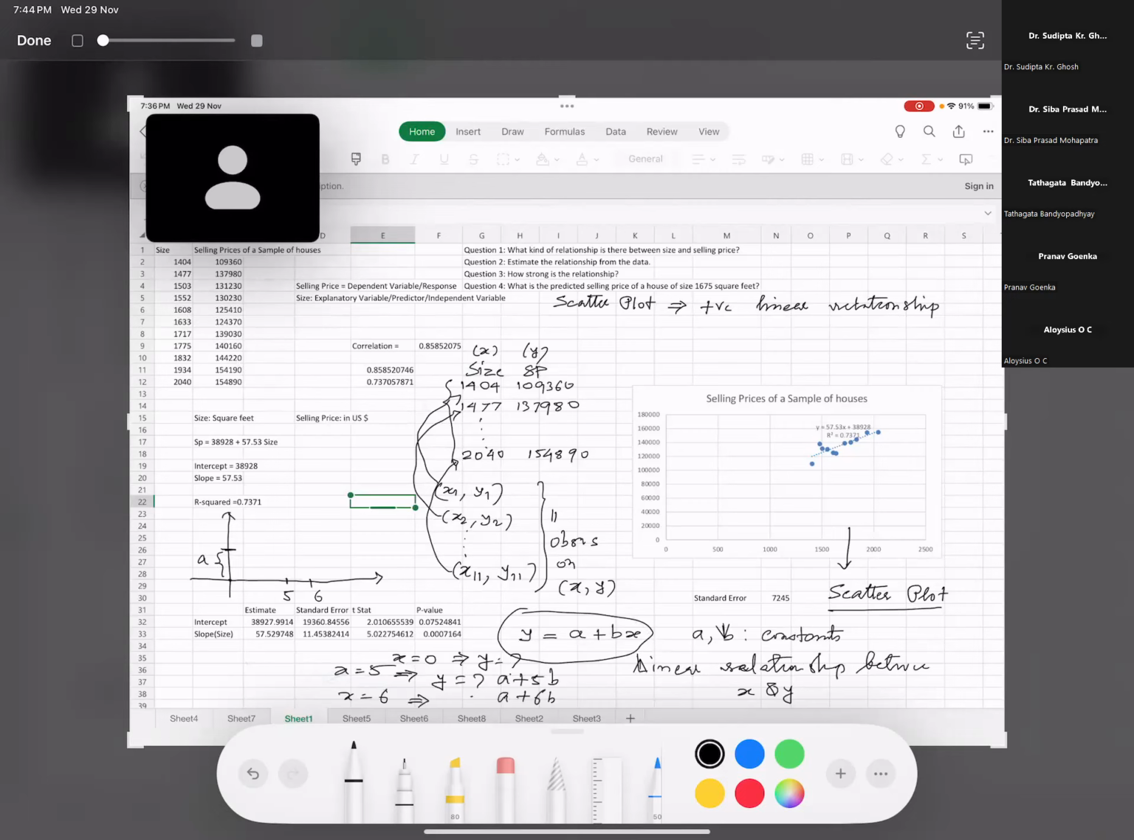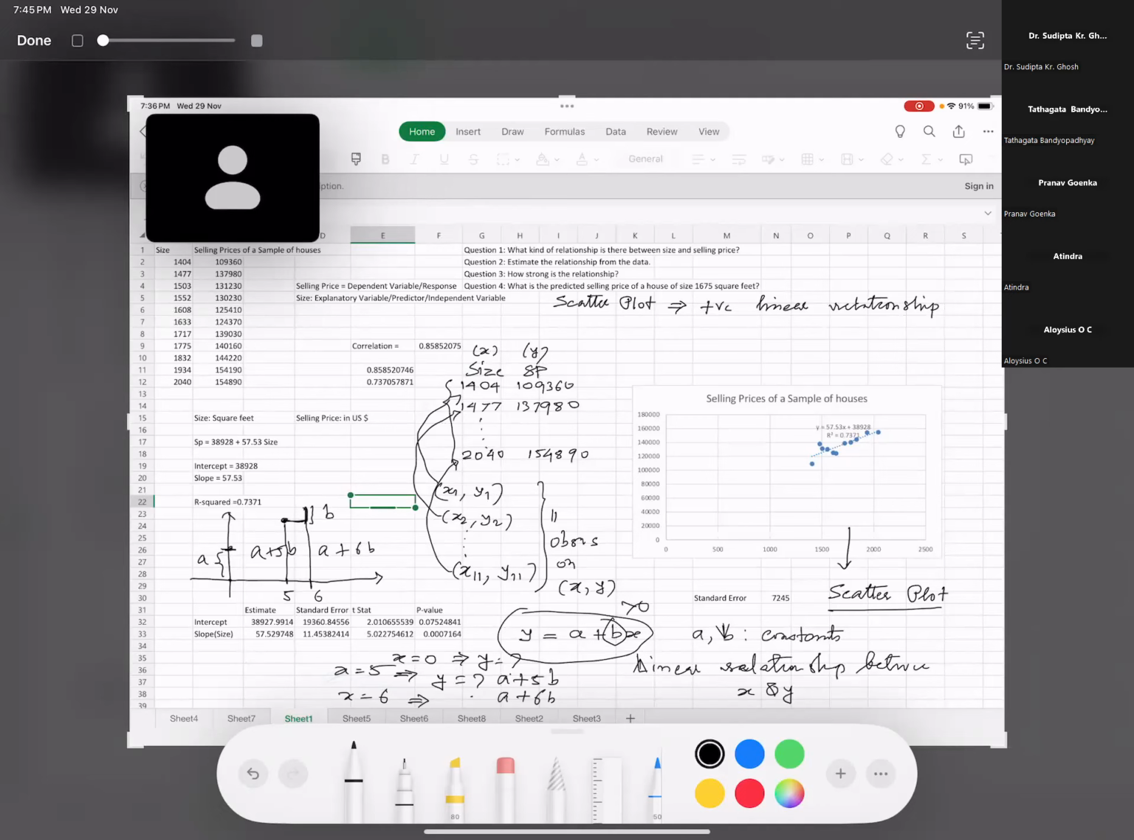Okay. And suppose b is positive. If b is positive, that means as you are increasing the value of x, y is increasing. So at x equal to 0, it was like that. Now at x equal to 5, suppose it has reached here, this vertical distance is a plus 5b. Now at 6, it has reached a plus 6b. So now if you think about this difference, what is this length? Difference is b.